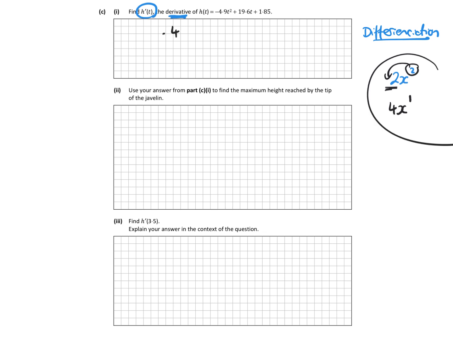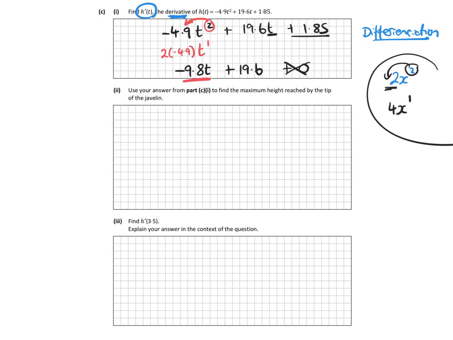So here we've got minus 4.9t squared plus 19.6t plus 1.85. Remember, the square is going to come down here and it's going to be 2 times minus 4.9t, and then you're going to decrease this one by 1. So when I differentiate that, in the end, 2 times minus 4.9t gives me minus 9.8t.